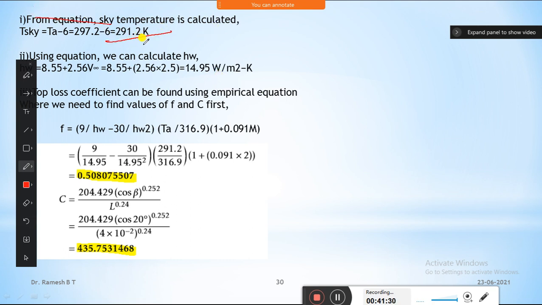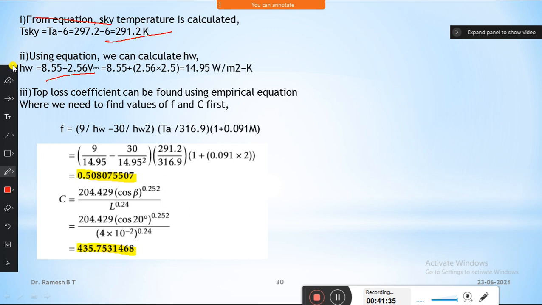Next we need the value of HW. We already have the equation for HW. From that equation, we need V infinity, that is the wind speed, which is given in the problem. By substituting, we got that HW. Once we have these values, we go directly to the top coefficient UT. For UT we need values like C and F. For F, HW we already got, TA is given, M, the number of covers, is also given, and substituting all this, we got the value of F.